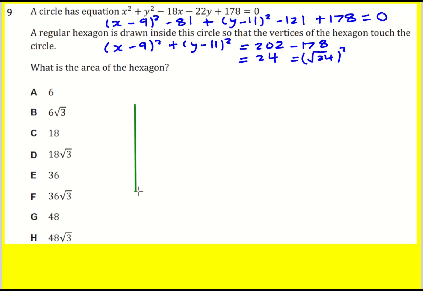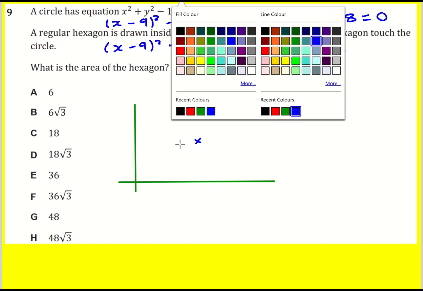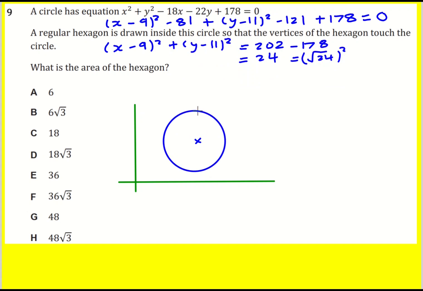Okay, I'm going to draw a little sketch. So the center is going to be 9, 11. I'll just draw this first quadrant, because it'll fit in nicely here. 9, 11. All right, let's put it here. And then the radius is less than 5. So not that it really matters, but I'm not going to intersect the axes. I'll just sketch it like that. The main purpose now is to see that I can draw a regular hexagon inside it. It touches the corners, so something like this.